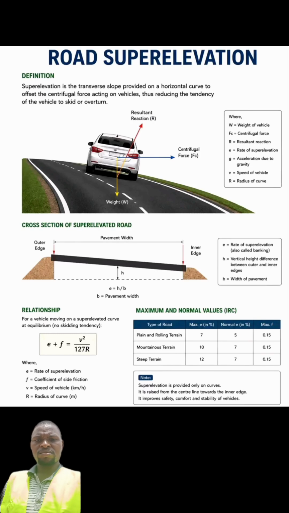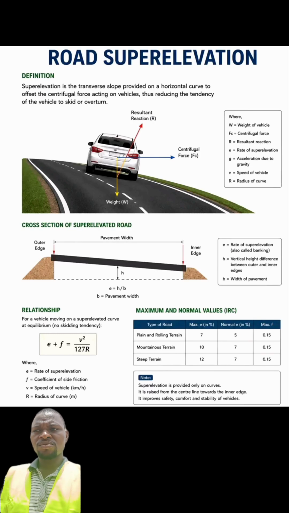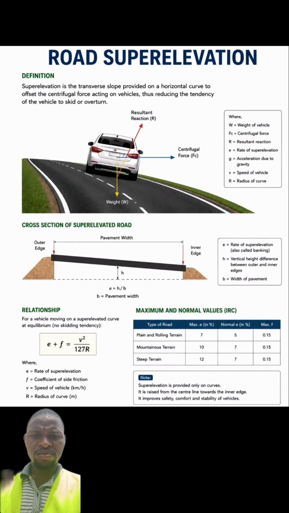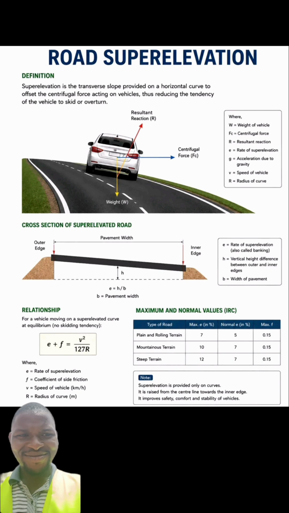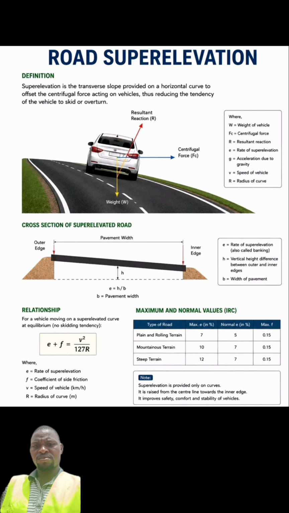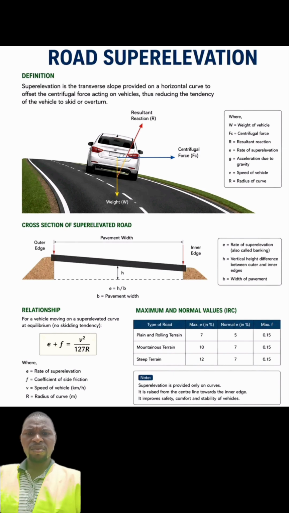Yeah, what we have here is super elevation. From definition, super elevation is the transverse slope that is provided on a horizontal curve to offset the centrifugal force acting on vehicles, thus reducing the tendency of the vehicle to skid or turn.